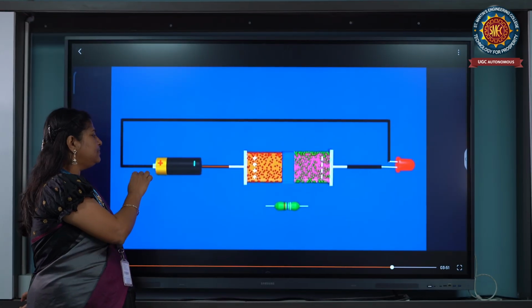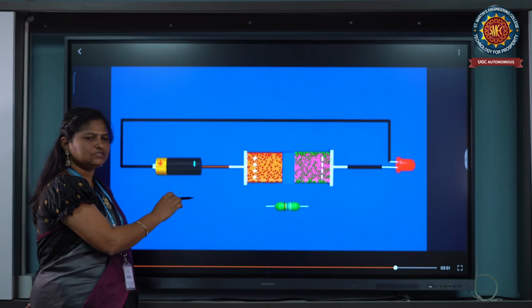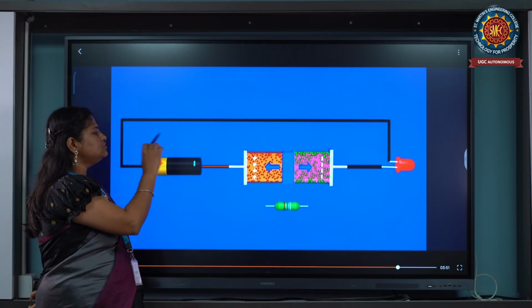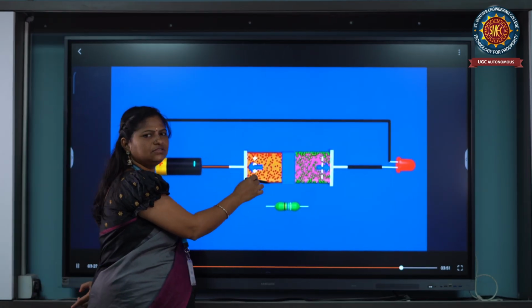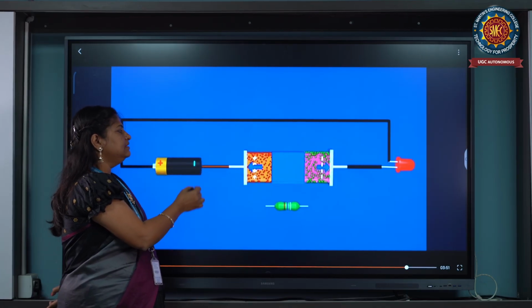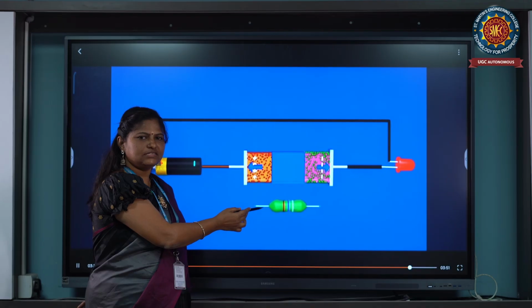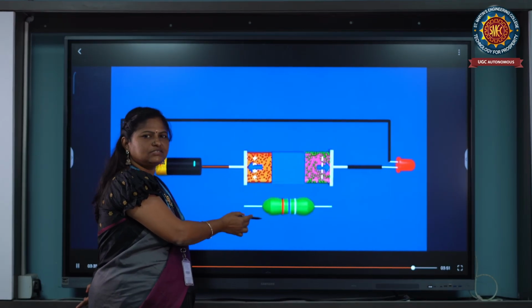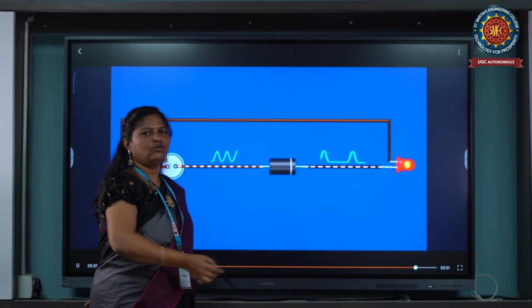If you change the battery connection, the diode operates in the reverse bias condition. That means the positive terminal of the battery is connected to the negative terminal of the diode, and the negative terminal of the battery is connected to the positive terminal. Then the depletion region increases and it offers high resistance, so it won't allow the flow of current.